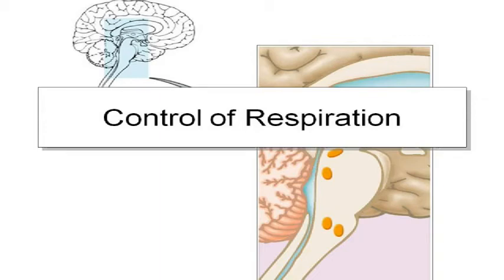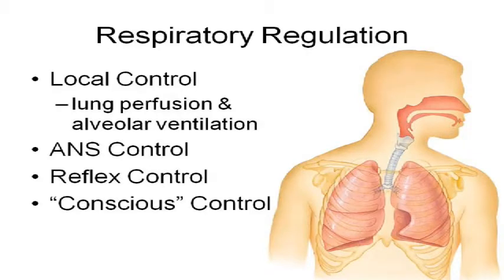Respiratory regulation. Now, there are two different things that are regulated as far as the respiratory system is concerned. Obviously, your respiratory rate, what we call alveolar ventilation, how much air is going in and out of the lungs, how much air is going in and out of the alveoli. So that's one thing that's controlled. But the other thing is what's called lung perfusion. How much blood is being sent to the alveoli? So you've got two different things to think about here.